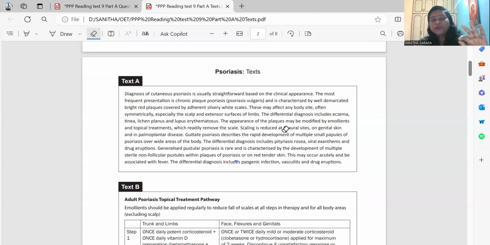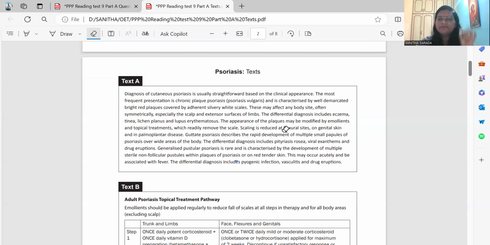You will get one question. There will be one or two clue words, keywords. These keywords will lead you to the answer. If we are not finding the keywords in the passage, definitely your answer is not there. This is 100% sure. So it is very important to underline the keywords.